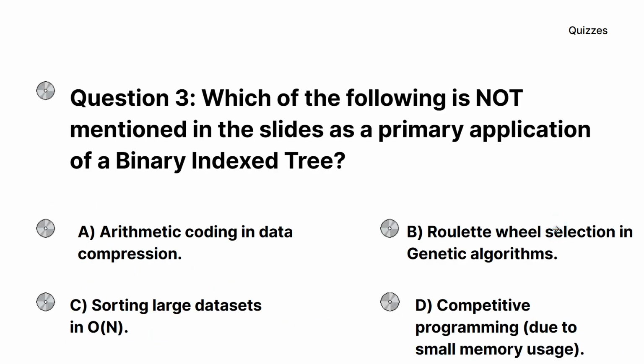And we will come to question number 3. Which of the following is not mentioned in the slides as a primary application of a binary indexed tree? If you have attended all the slides before, you will see that answers A, B, and D are already mentioned in the slides. So only C is the one that is not mentioned.